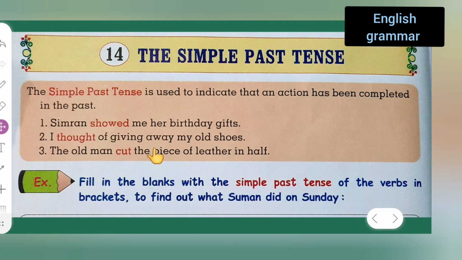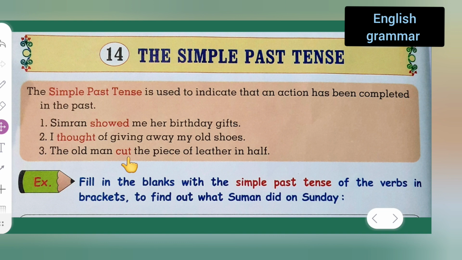I thought of giving away my old shoes. Thought is a simple past tense. Third example is the old man cut pieces of leather in half. So cut is a simple past tense.